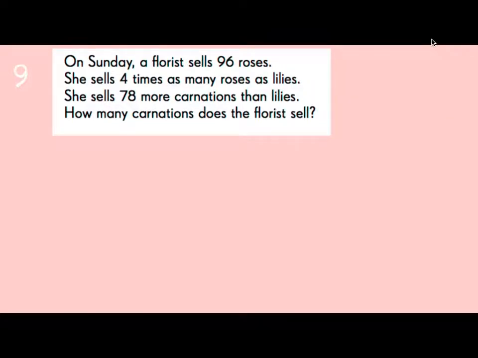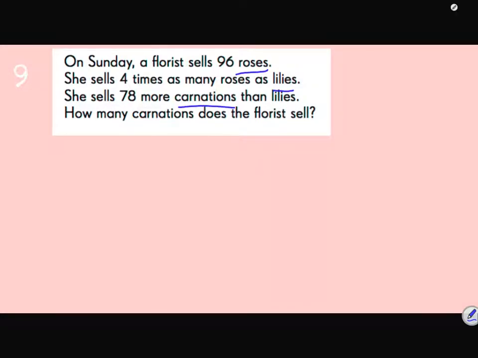All right, let's check out number 9. On Sunday, a florist sells 96 roses. She sells 4 times as many roses as lilies, and she sells 78 more carnations than lilies. We're trying to find how many carnations. So again, there are more than 2 variables. There are roses, lilies, and carnations. Those are 3 different kinds of flowers. So we have roses, lilies, and carnations.